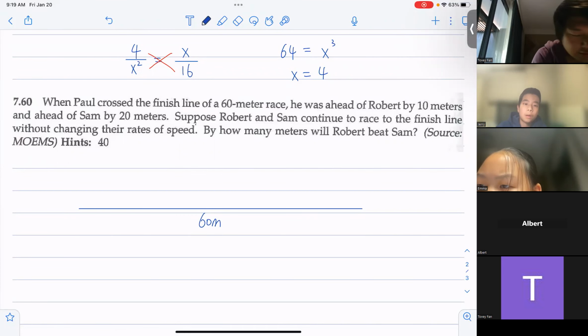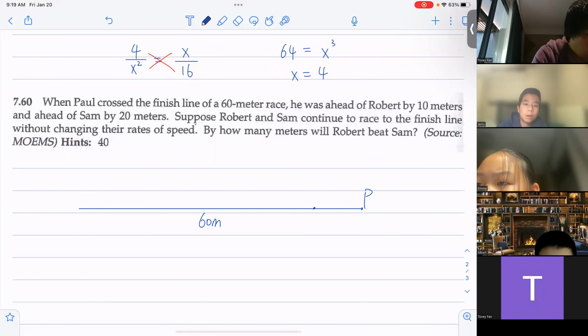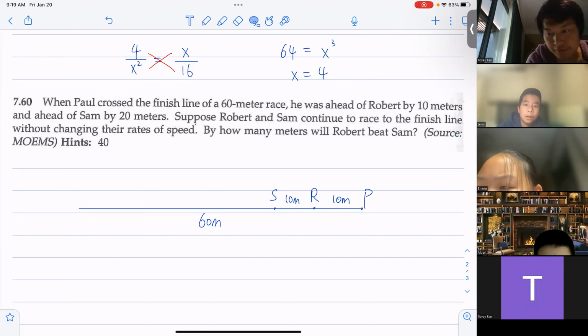When Paul finished it, Paul is here. He was ahead of Robert by 10 meters. So where's Robert? Robert is at the 50-meter point, right? Robert is here, and then Sam is here. They're separated by 10 meters and then 10 meters. So Paul obviously just finished, and then after Paul finished first, Robert and Sam are going to continue to finish the race.